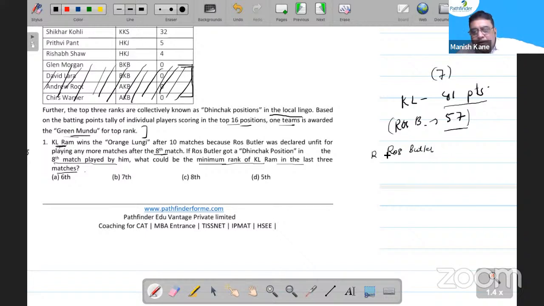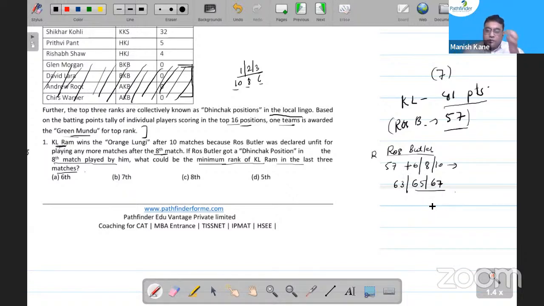Ross Butler can either score 57 plus 6 or plus 8 or plus 10, because even in the 8th match he got a Dhinchak rank. Dhinchak rank means he is among the first 3 ranks. First rank gives you 10 points, second rank gives you 8 points, and the third rank gives you 6 points. So his totals could have been 63 or 65 or 67. These could have been his positions, right?